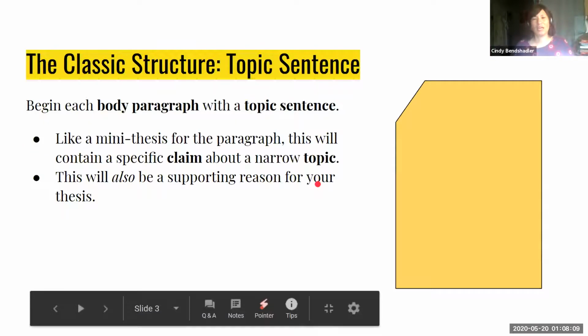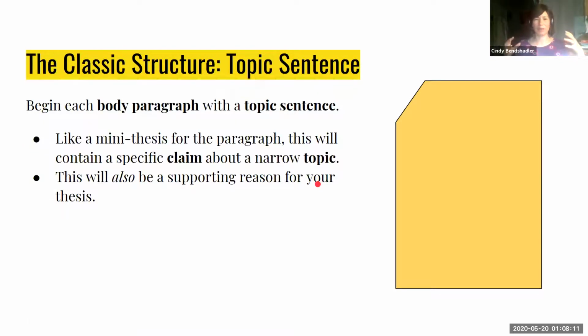Okay, so if we look at just the body paragraph on its own, you want to begin each body paragraph with what we call a topic sentence. Now, just like a thesis can sometimes be delayed, a topic sentence can sometimes be implied, a topic sentence can sometimes be delayed, but in the classic structure that you want to begin with until you feel more comfortable to experiment is to begin with your claim, right? Begin with that supporting claim. So it is a little bit like a mini thesis for your paragraph. You need a narrow topic and you're making a specific claim about that narrow topic.